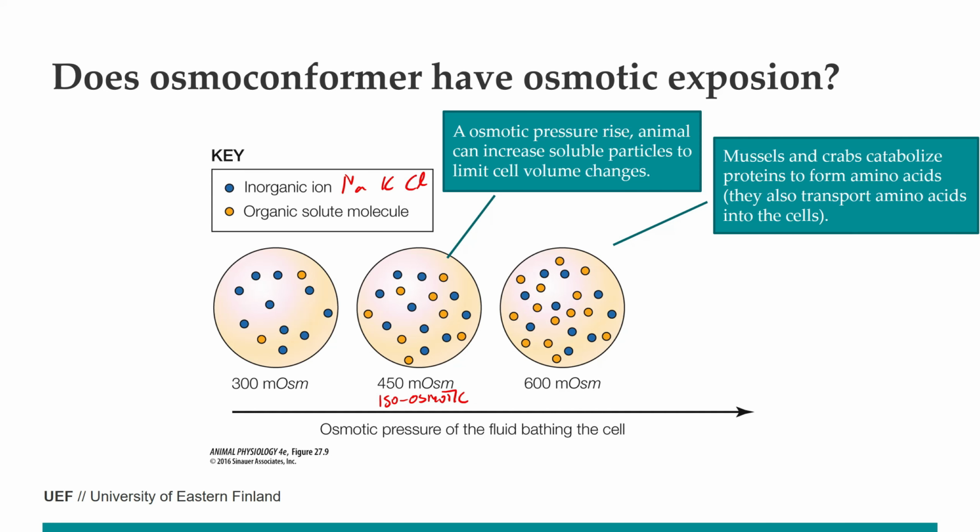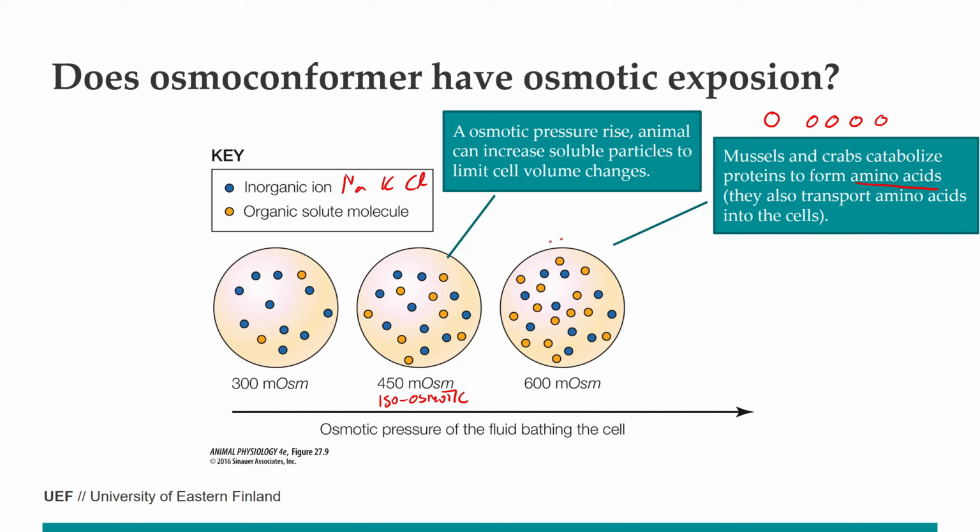And these mussels and crabs are doing it by catabolizing the proteins. So you have a protein with several amino acids. And then, when you are catabolizing them, you have several free amino acids there. And then they can also transport more amino acids into the cells. And therefore, it's still iso-osmotic.